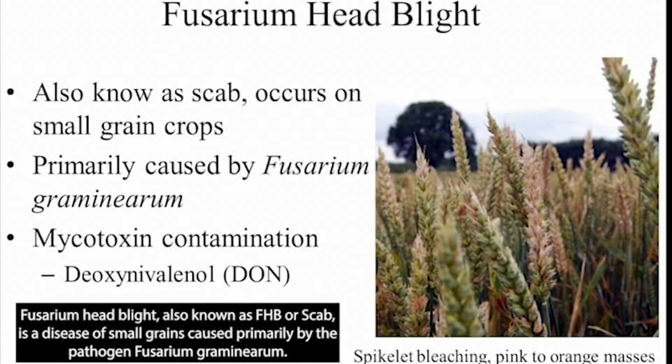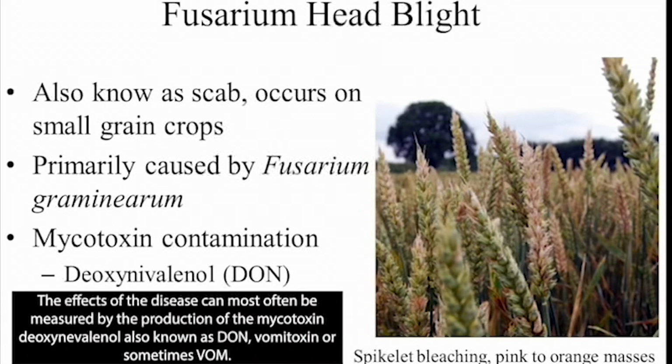Fusarium head blight, also known as FHB or scab, is a disease of small grains caused primarily by the pathogen Fusarium graminearum. The effects of the disease can most often be measured by the production of the mycotoxin deoxynivalenol, also known as DON, vomitoxin, or sometimes VOM.